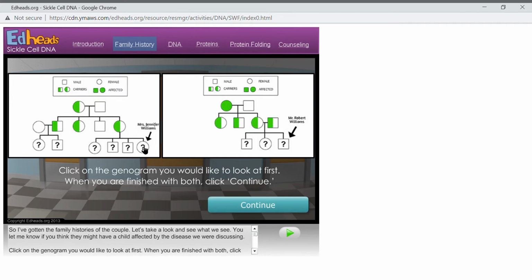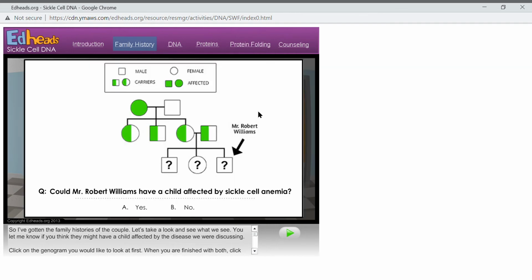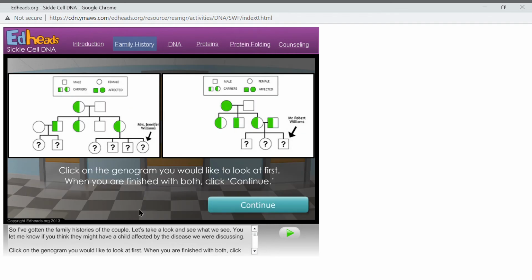Yes, that is correct. The family history does indicate that this person could be a carrier of the disease. If they have children with another carrier, the children could have the disease.